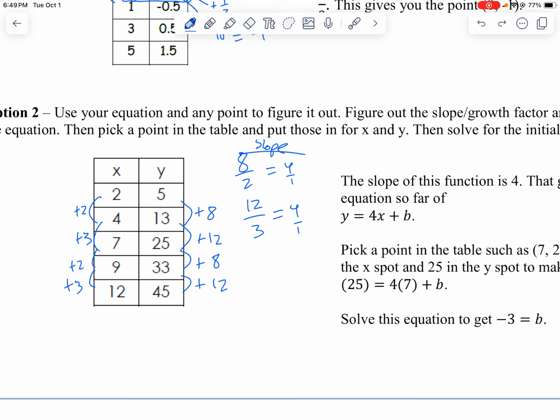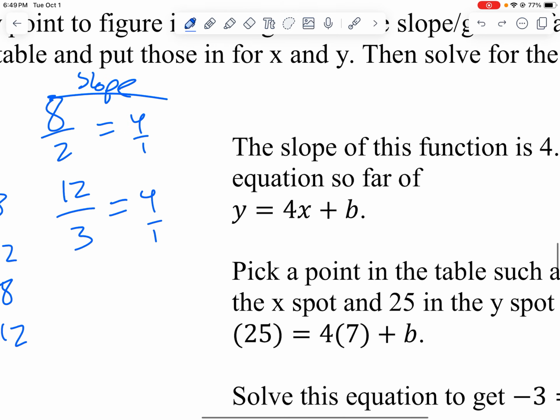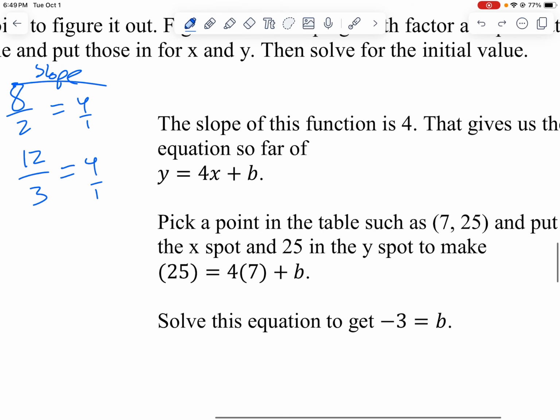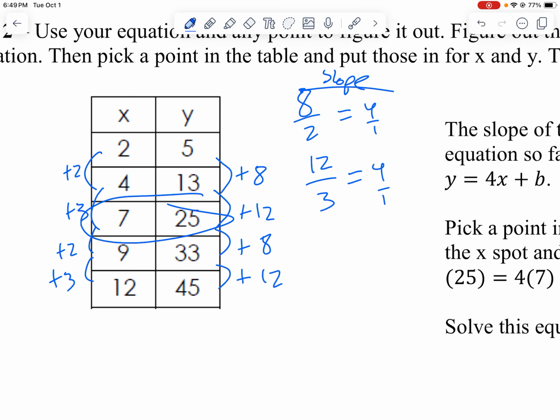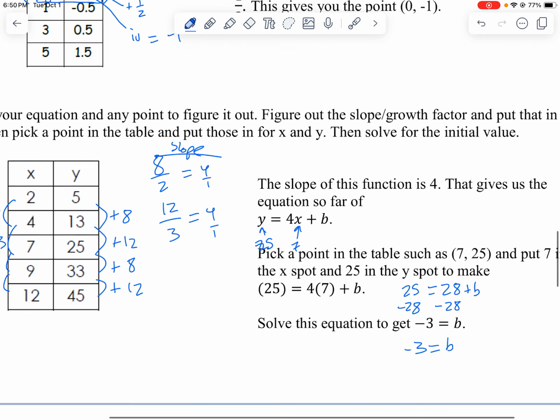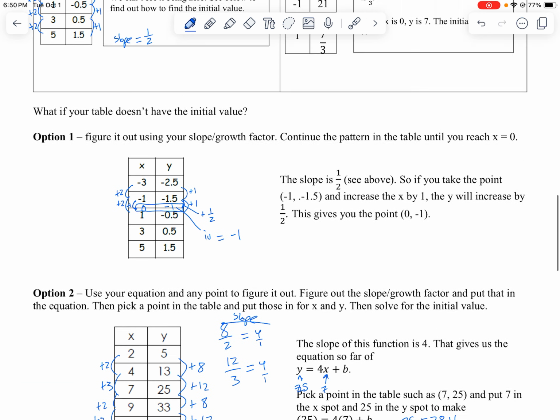But I can also use that information, my slope, and put it into the equation so far. I know it's linear, so I'm going to put 4 in the slope spot, and I have this little equation. And what I can do is take any old point, plug in the x and y, and find out what the b value is. I don't know what the b is right now, but I can take the point (7, 25), which is here, and plug things in. So 7 goes in here, and then 25 ends up here. And I'm going to get a little equation to solve, which looks like this: 25 equals 28 plus b, and I can subtract the 28 over and get that b equals negative 3. So it takes a little bit of algebraic skill there, but it's an option. It's nice because it just gets you there. You don't have to count your way there. You just use the process.